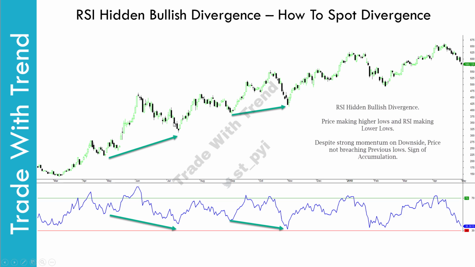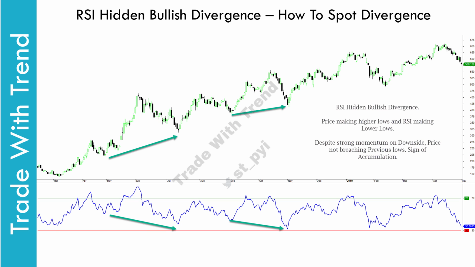Now, this chart in front of you is an example of 2 RSI hidden bullish divergence signals. Despite the strong momentum on the downside, which is depicted by the RSI indicator here, price in both these instances has not breached the previous pivot level, right? For this particular divergence, this is the previous pivot level. For this particular divergence, this is the previous pivot level. So this is actually a sign of strong accumulation.